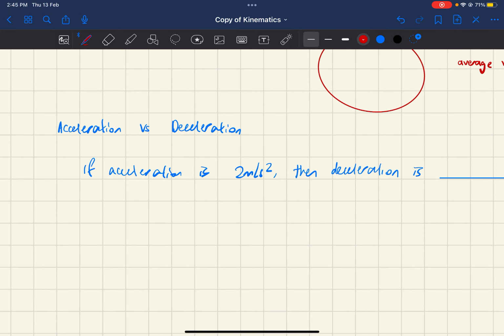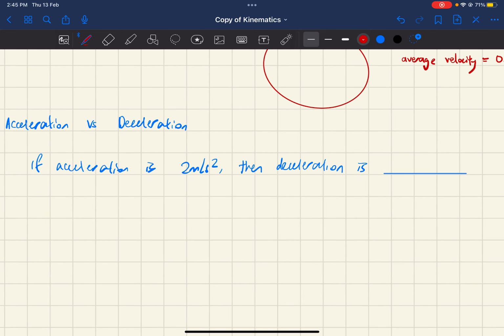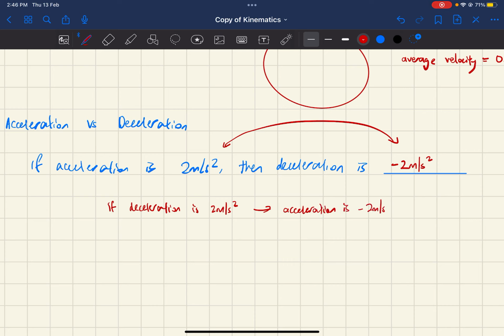Next one. This one over here is the difference between your acceleration and your deceleration. If your acceleration is 2 meters per second square, then your deceleration is simply negative 2 meters per second square. So they are the opposite of each other. If my deceleration is 2 meters per second square, that means my acceleration is negative 2 meters per second square. So you just flip the signs.